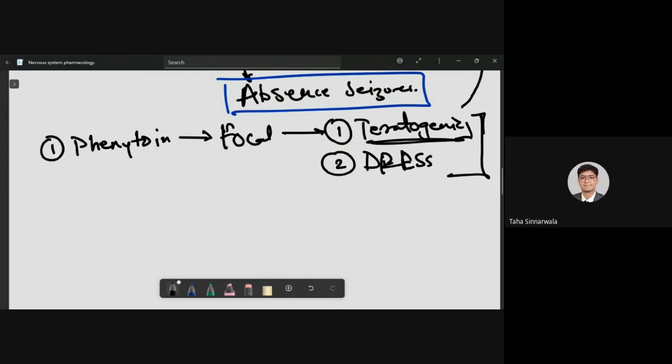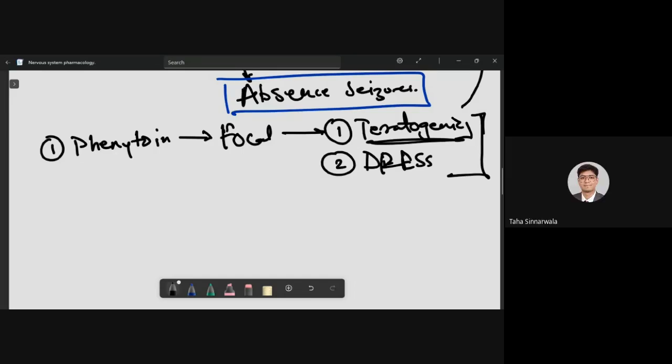So DRESS, think of DRESS as a systemic allergic reaction to the medication. Now, this would present with eosinophilia. You'll have a lot of spots. It could also present with rashes, a systemic allergic reaction because of the medication. That is DRESS.